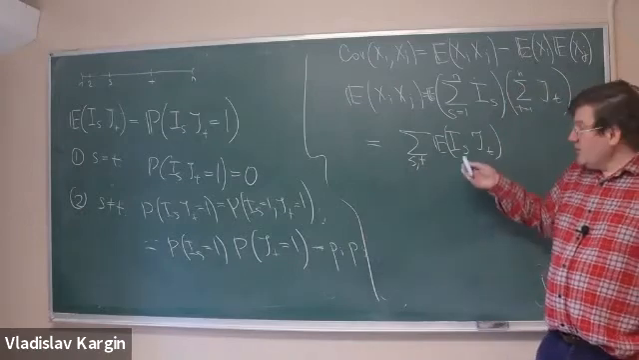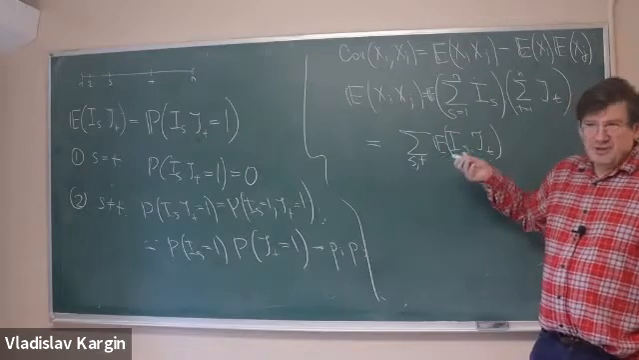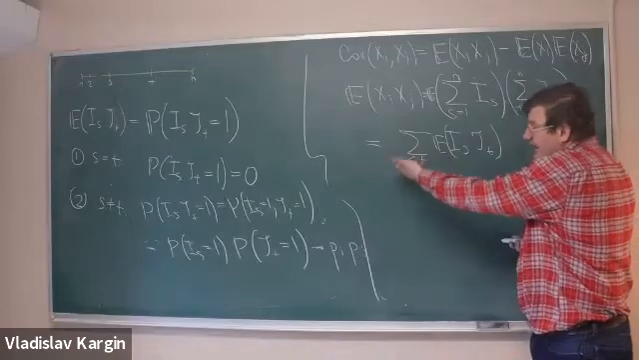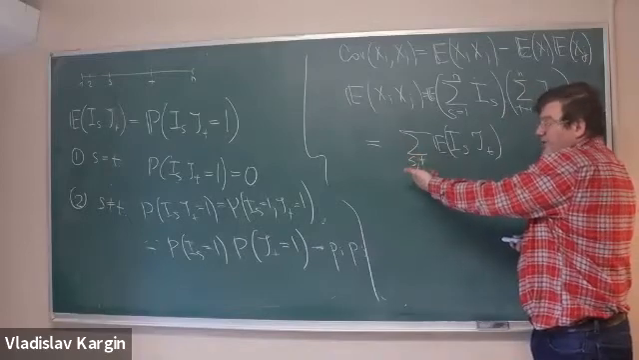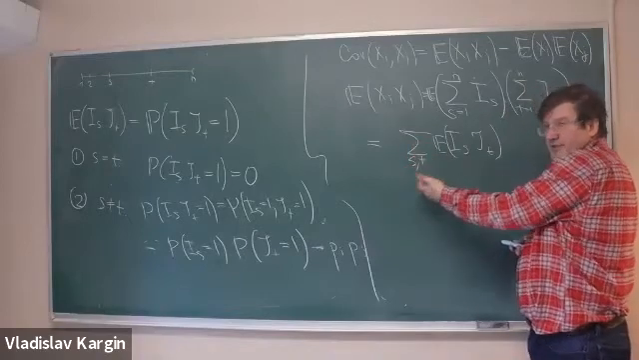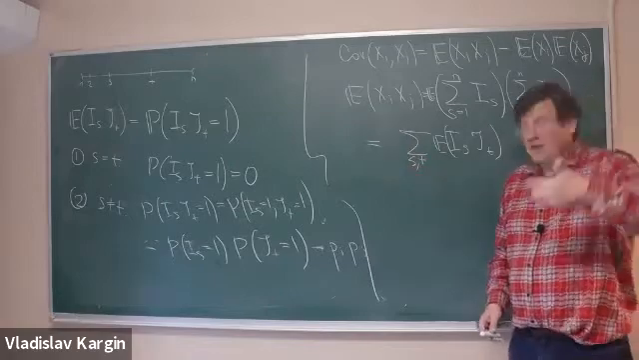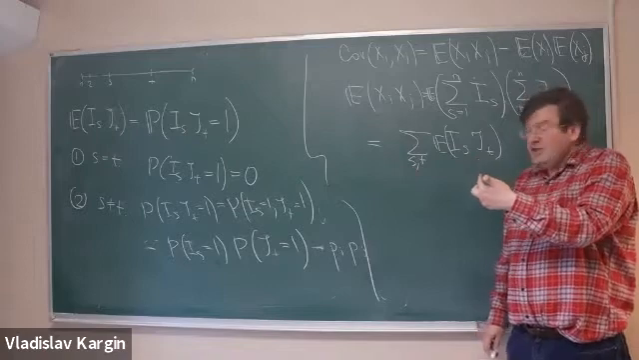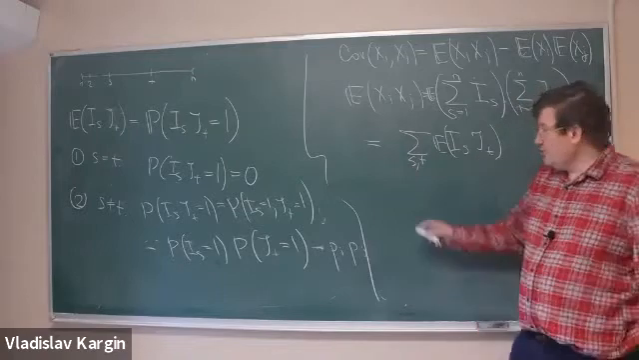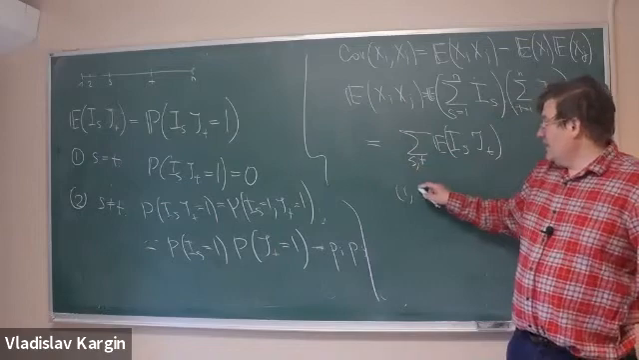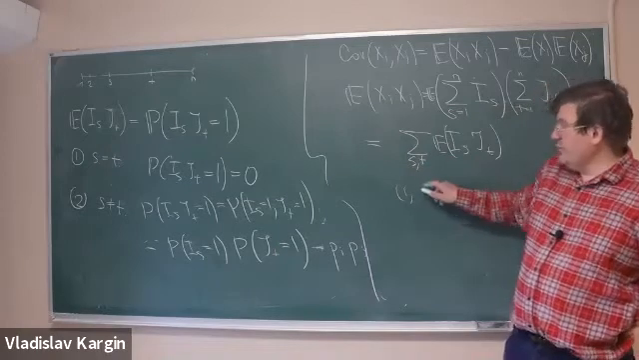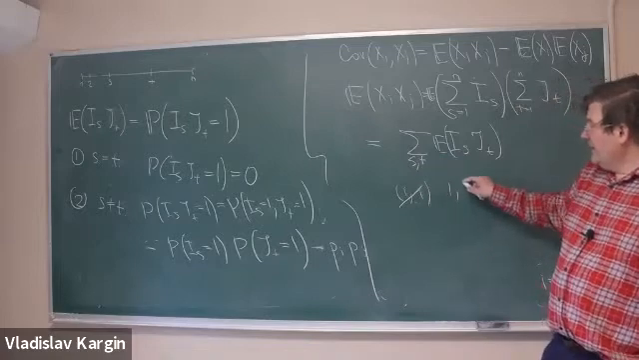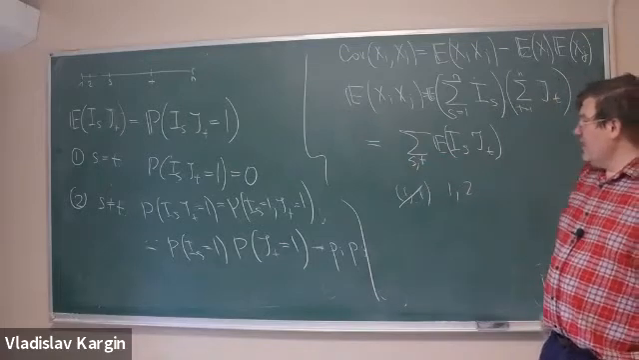So we just need to count the number of possibilities when S is not equal to T. In this sum, S changes from 1 to n, T changes from 1 to n, and S and T should not be the same. So a pair like 1, 1 is excluded and not possible. A pair like 1, 2 is possible.